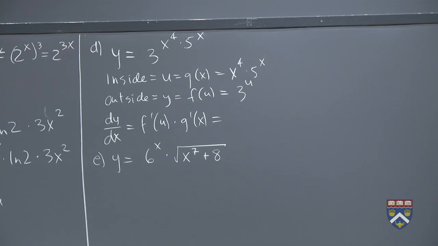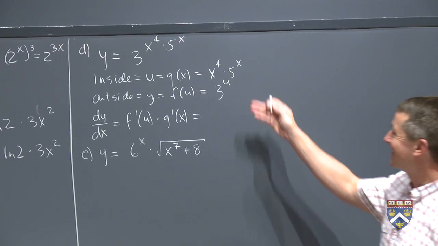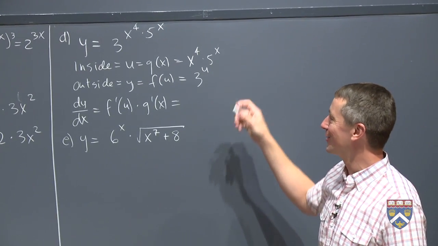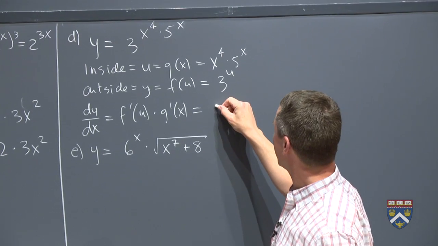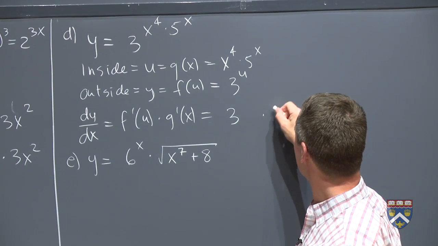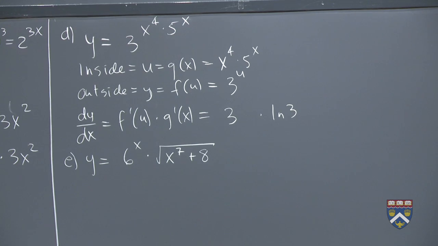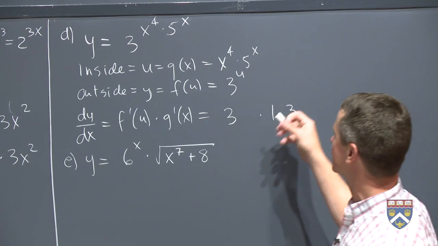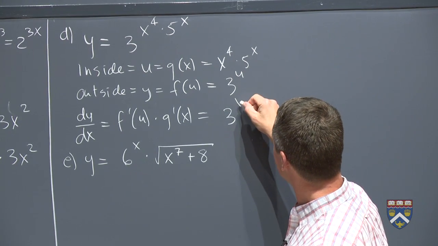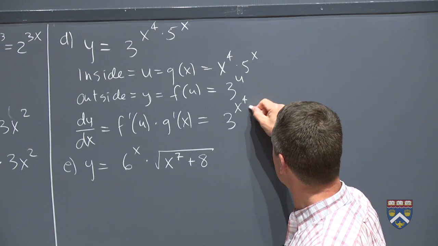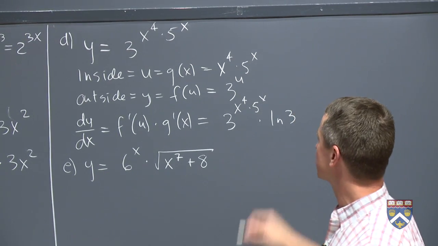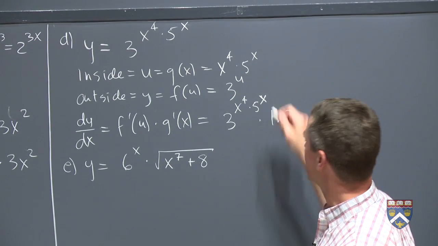They don't make chalk like they used to. What is f prime of u? This is 3 to the u. So this is 3 to the u times ln of 3. But we know we're going to have to replace the u by something else, right? So what are we going to replace the u by? X to the 4th, 5 to the x. So now that we've gotten some practice, let's just do it that way. And we'll skip that intermediate step of writing the u.